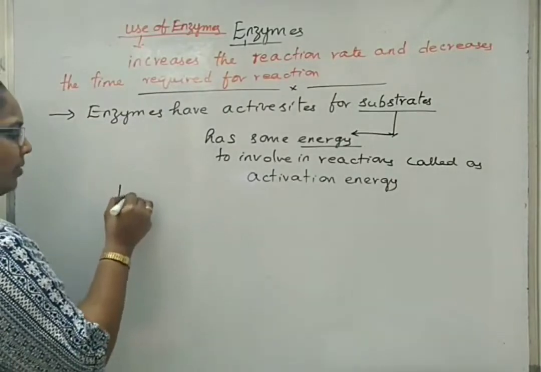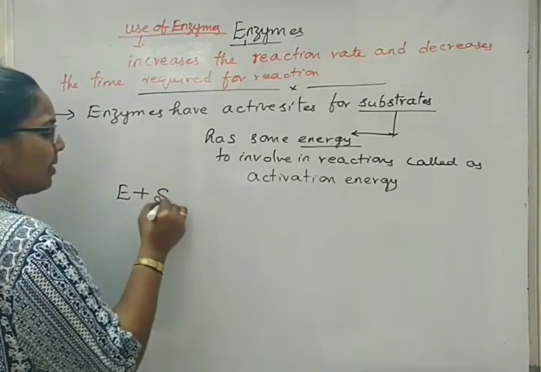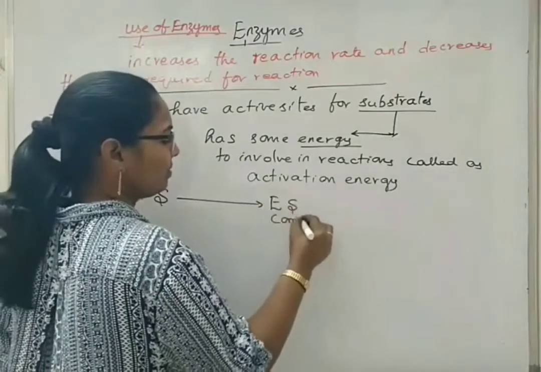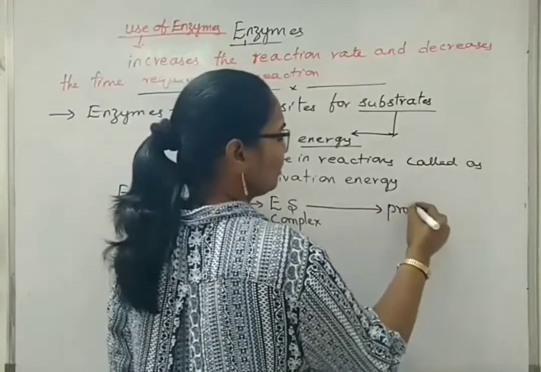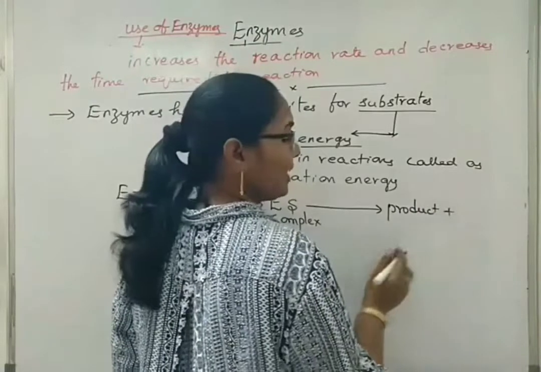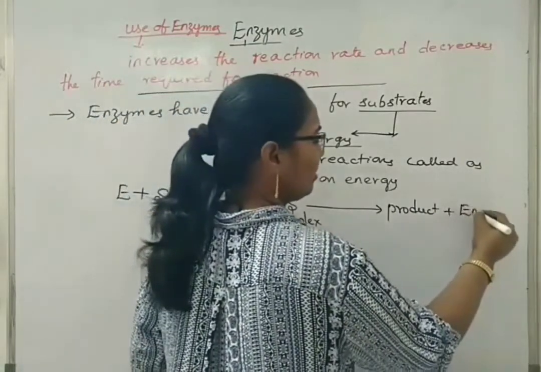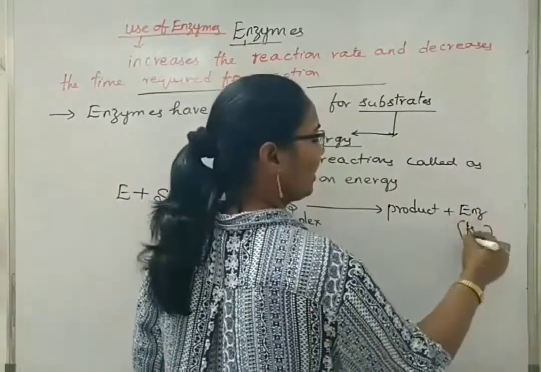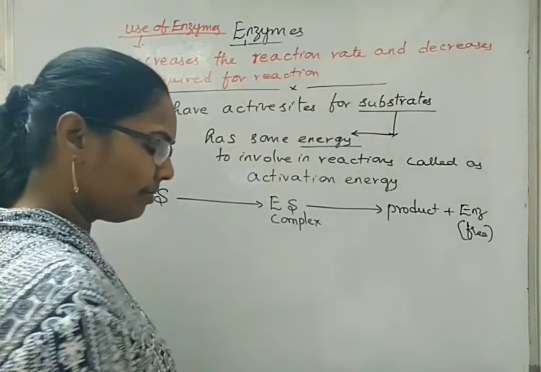We can write one complete enzyme plus substrate reaction as enzyme plus substrate gives enzyme substrate complex, which later gives the product, and the enzyme gets separated from this complex bound form. Now enzymes are free. Now they can again bind with other substrates and carry on the reactions.